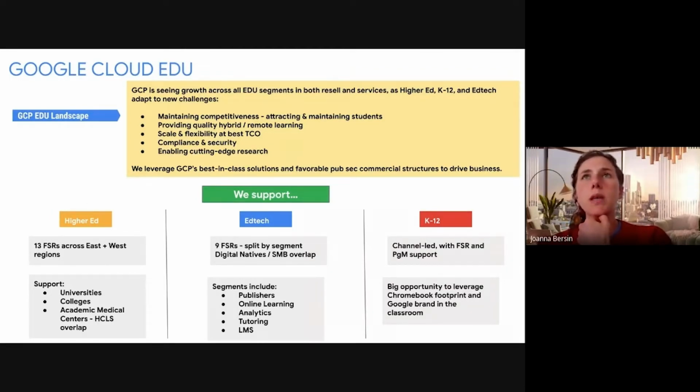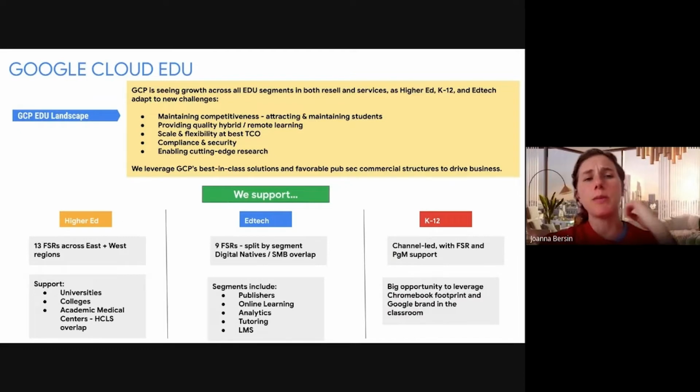We'll also be spending the majority of our solution time and our enablement on K-12. This is really a channel-led motion for us. And the big draw here is, as you all know, we've got a big Chromebook footprint, a lot of Google brand leverage in the classroom. And so I'd be interested in learning more about the work that you're doing with Chromebook in classrooms as well. There are a lot of sales plays that we will discuss that really leverage upselling and the footprint that we already have in the classroom.